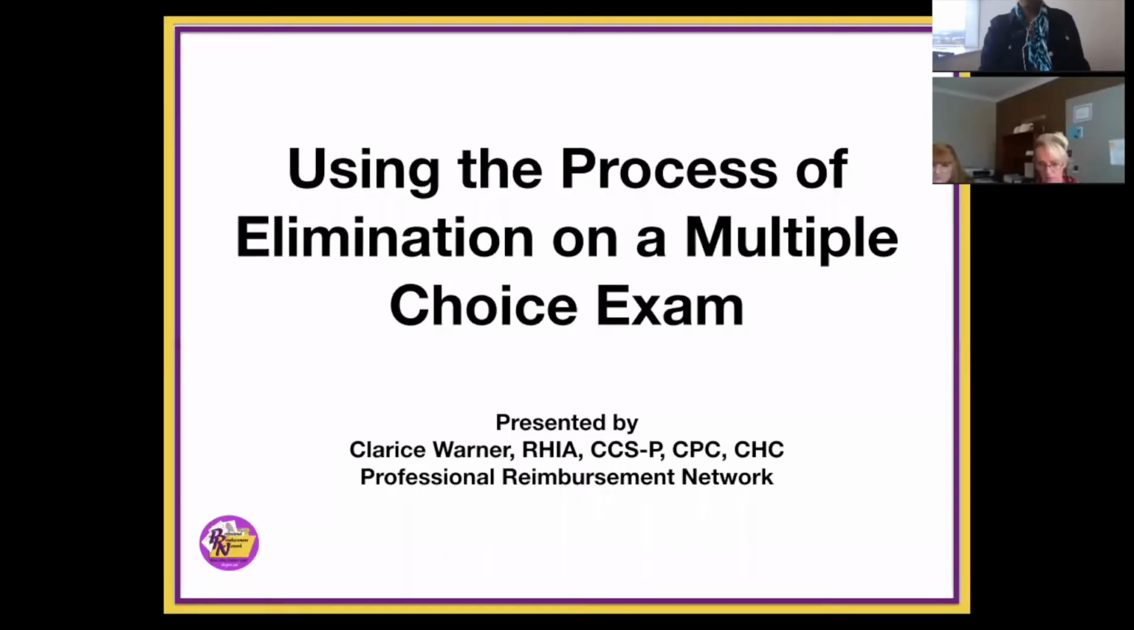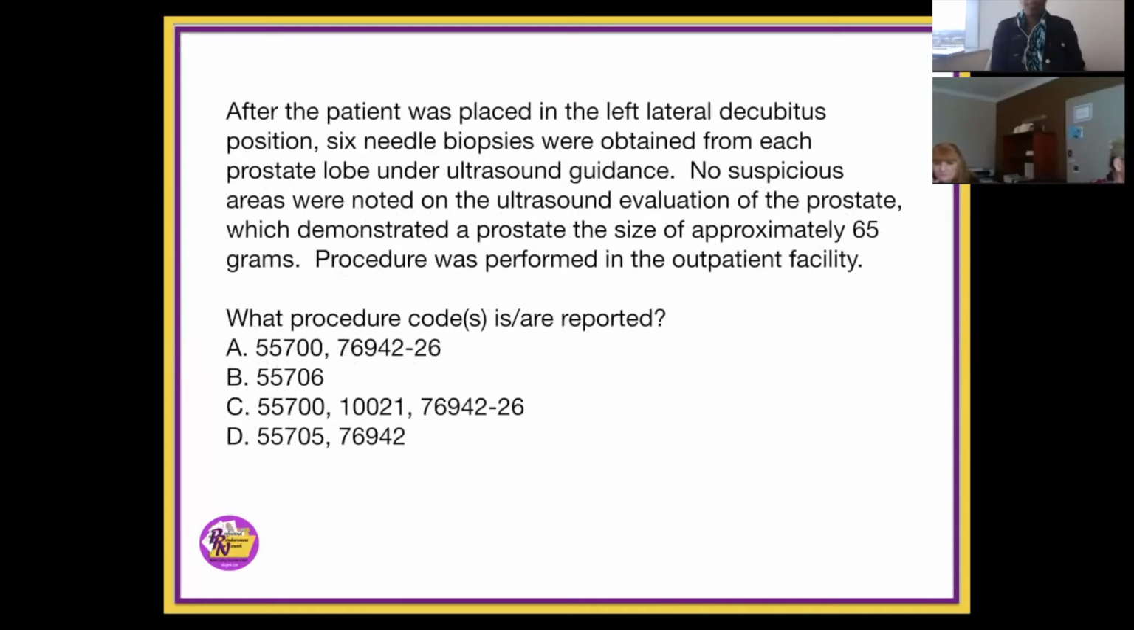So here's another one. After the patient was placed in the left lateral decubitus position, 6 needle biopsies were obtained from each prostate lobe under ultrasound guidance. No suspicious areas were noted on the ultrasound evaluation of the prostate, which demonstrated a prostate the size of approximately 65 grams. Procedures were performed in the outpatient facility. Which procedure code or codes is or are reported?